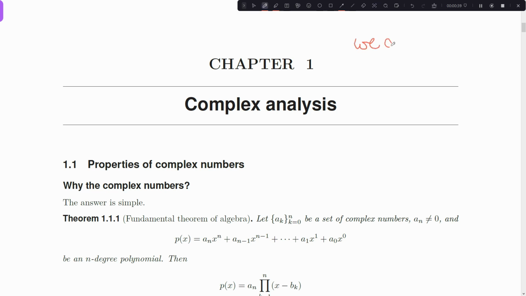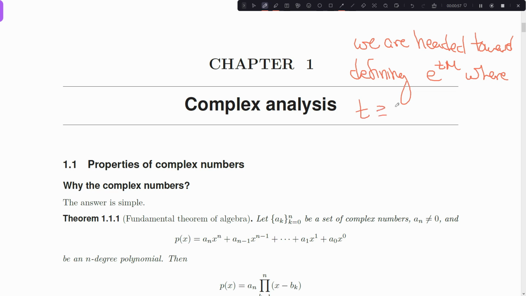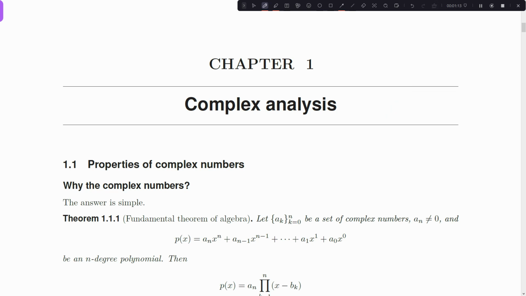We are headed toward defining e to the tM, where t is greater than or equal to 0, it's a real number, and M is a matrix. Okay, why do we need complex numbers to do something like that? I'm just going to mention that really quickly.